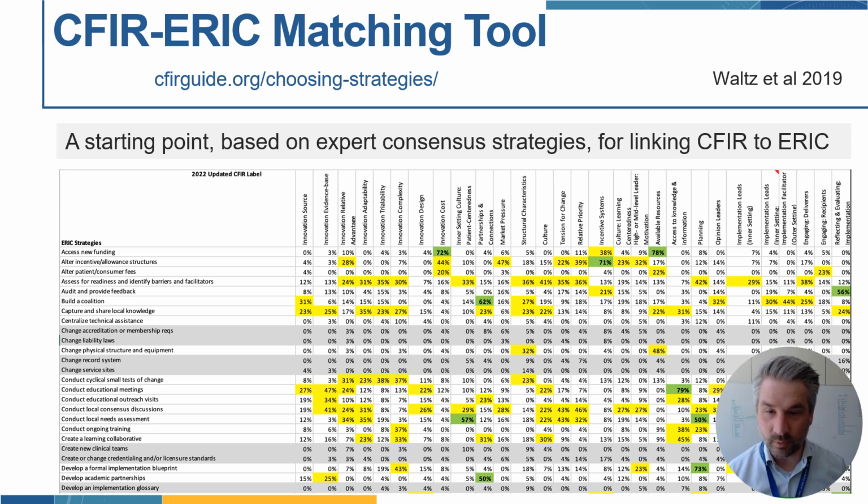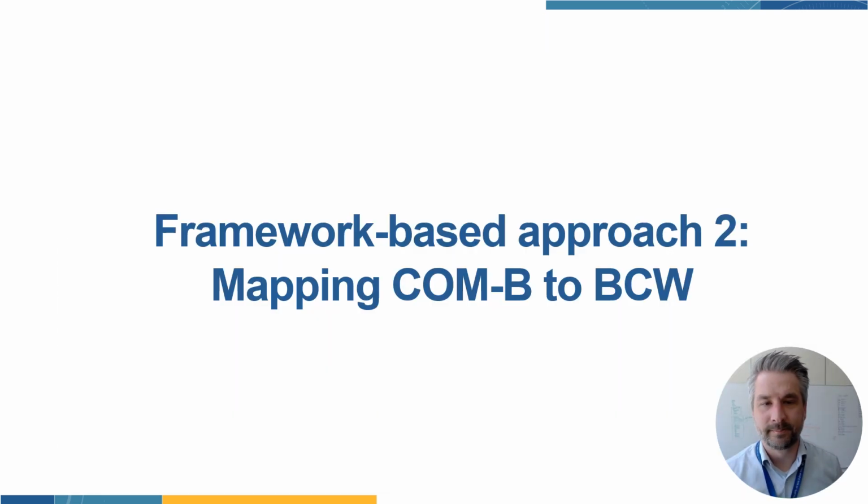The next level up will be actually mapping an evidence base to each of these cells. But for now, as you're trying to make decisions, if you're considering addressing, for example, culture, you might be more likely to focus on assessing readiness and identifying barriers and facilitators than other factors, for example. So that's the CFR to ERIC taxonomy approach.